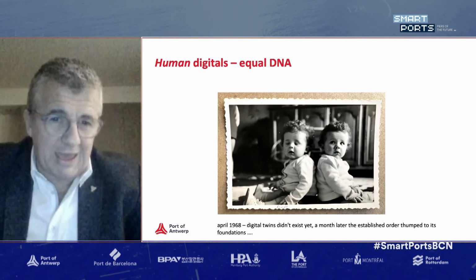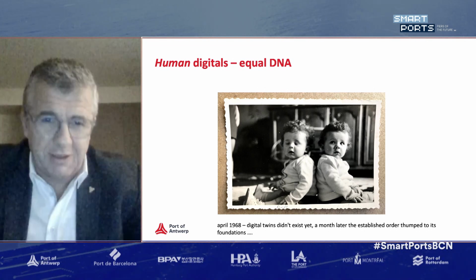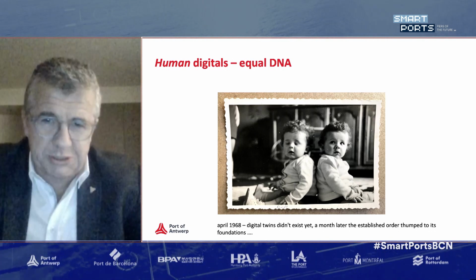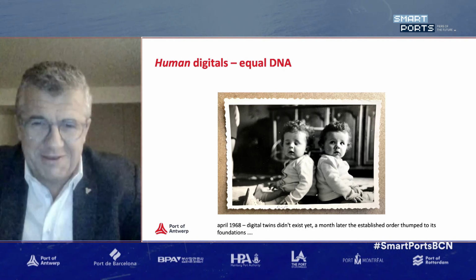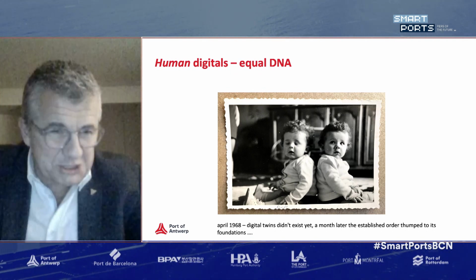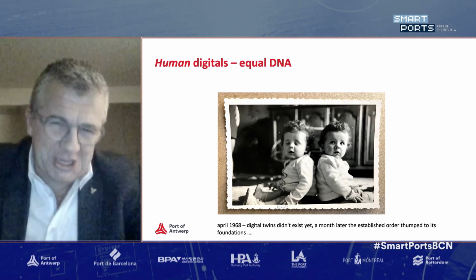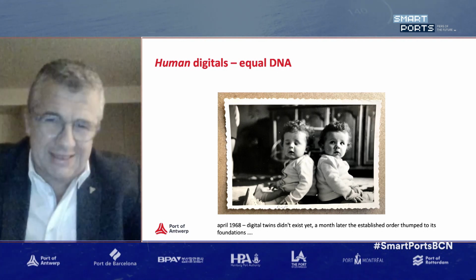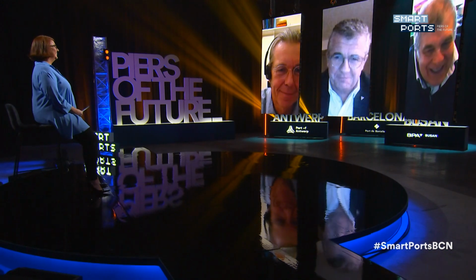We also have human digital twins. They have an equal DNA. And here you see one of the two, and it's maybe hard to guess which one it is. I'm on the left side. So even for myself, it's sometimes hard to see exactly who I am. It means that things can be very equal. Okay. Next one, please.